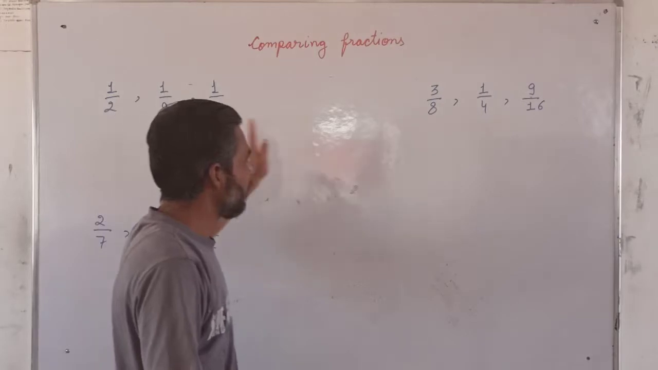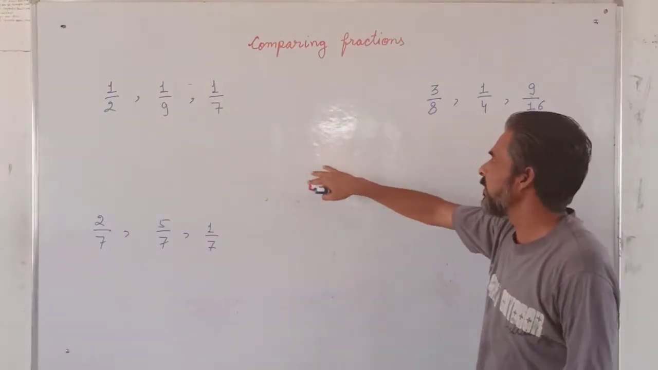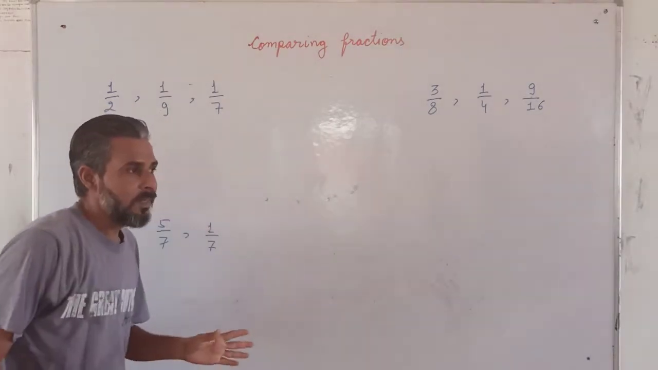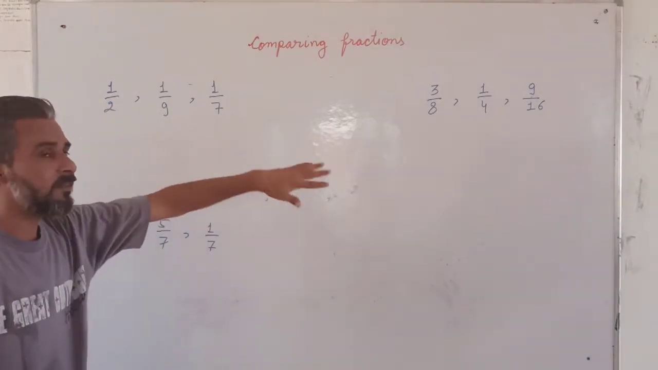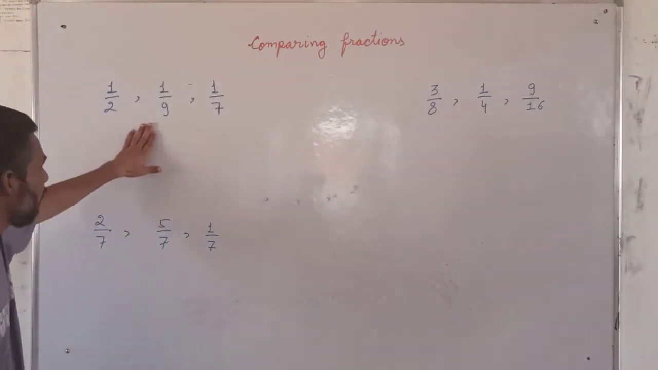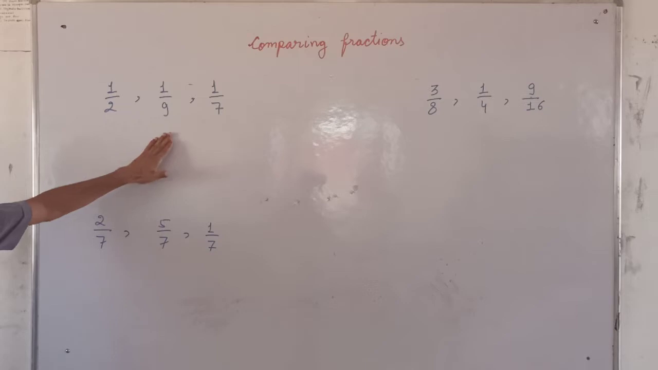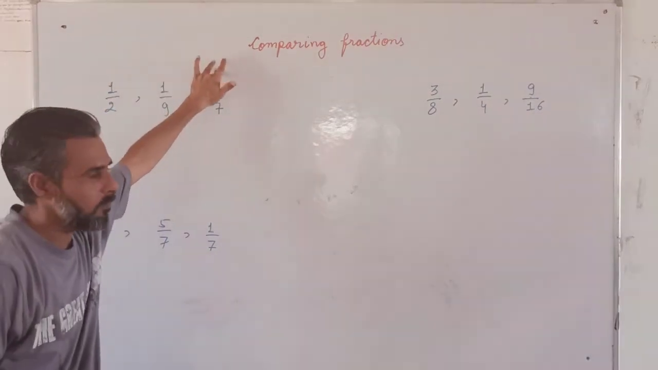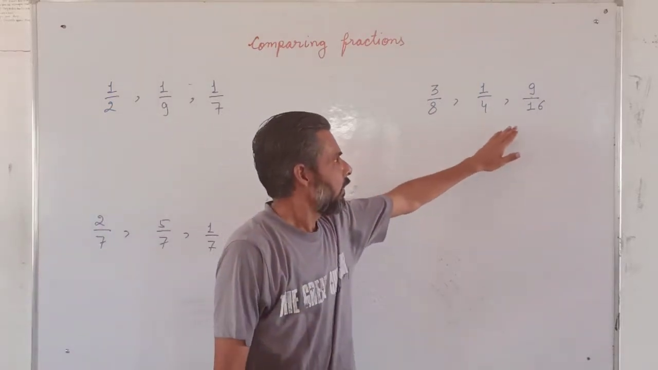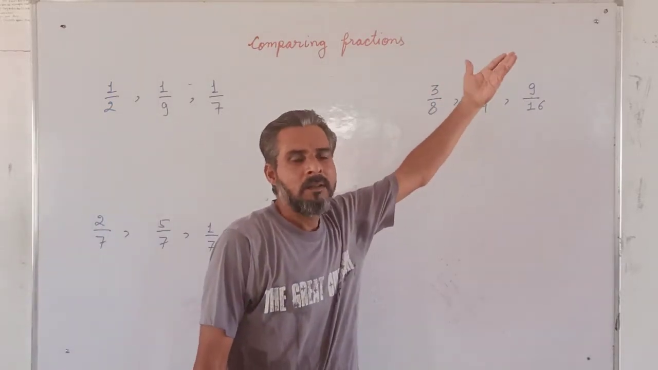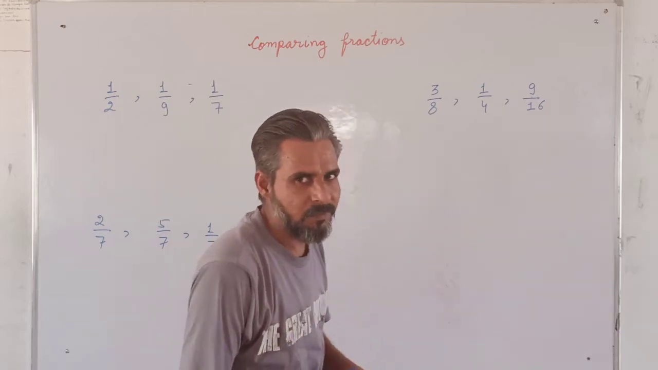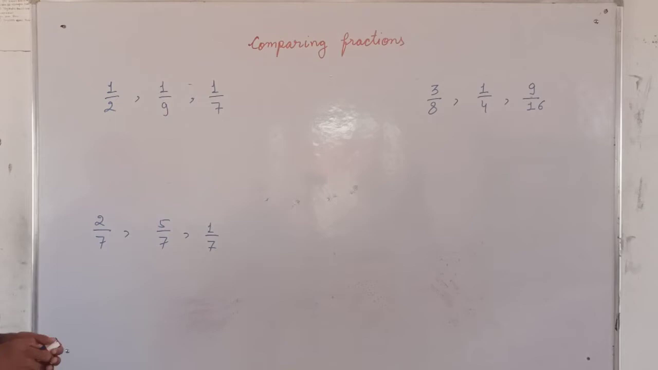Now I have written three series. We have to arrange these three series in ascending order or descending order. We will arrange in ascending order. The three different series I have written are different in many ways. In the first series, the numerator is same. In the second series, the denominator is same. In the third series, neither denominator nor numerator is same, both are different.